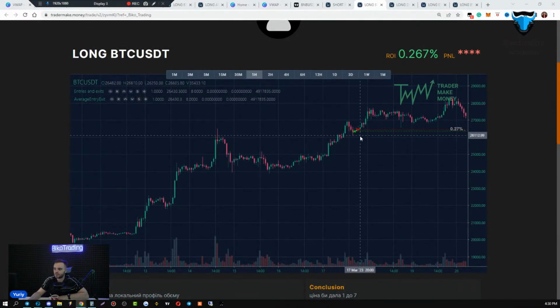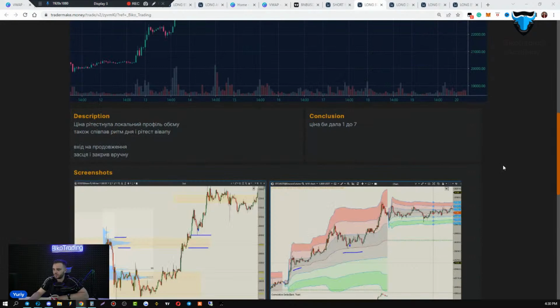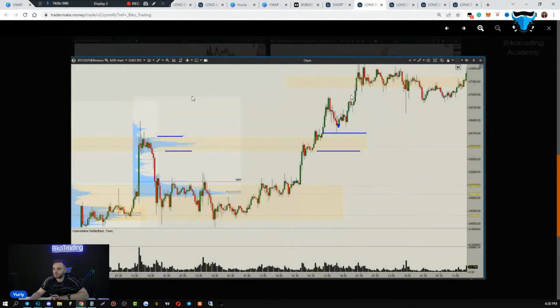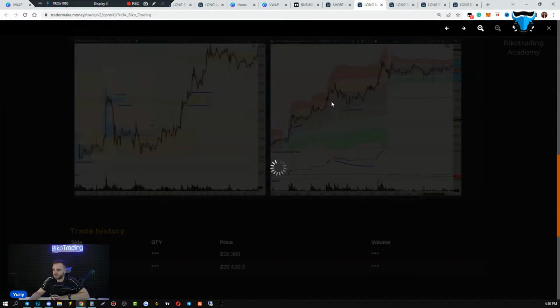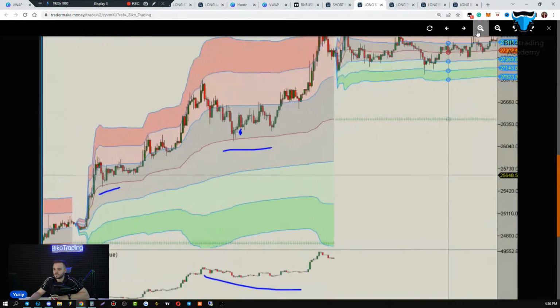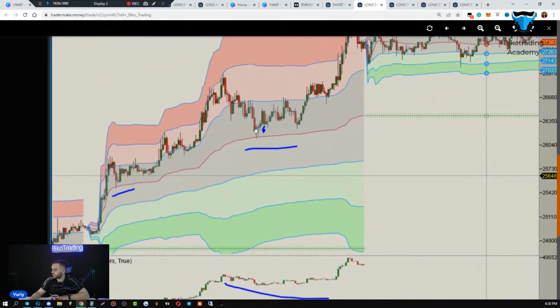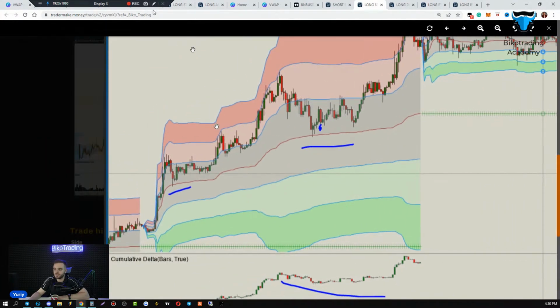Why was this idea really beautiful here? Pay attention to this example. Price retested the volume profile. It was exactly a retest of this volume profile node. And have a look at what happened to BTC on VWAP. I hope it's clear to see. The whole entire day, price bounced from VWAP.